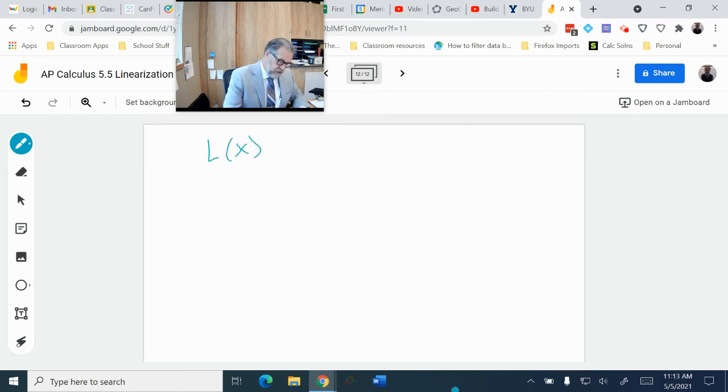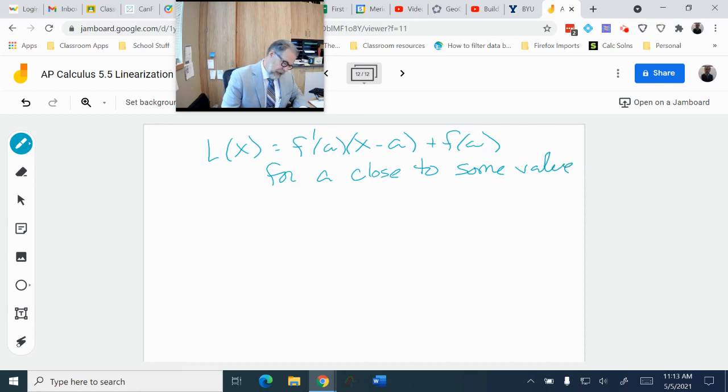Linearization, L of x, is the derivative at a times x minus a plus f of a. That's just point slope form, for a value close to a, or for x close to a.